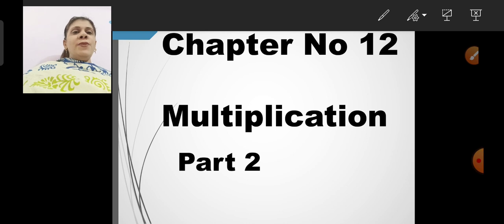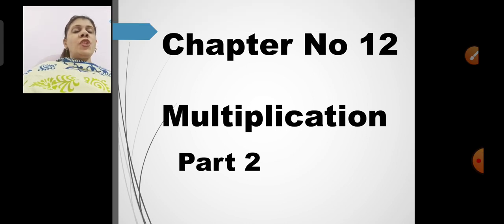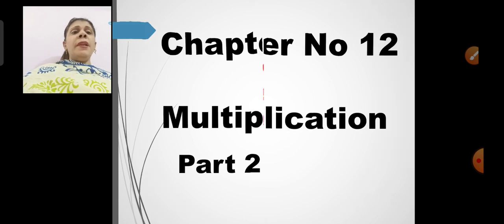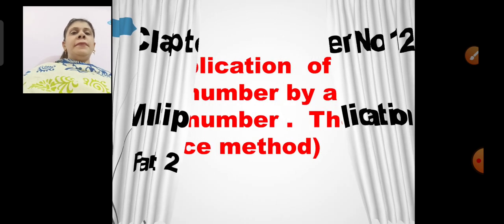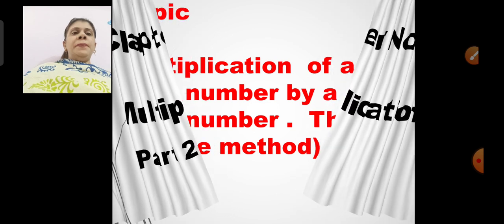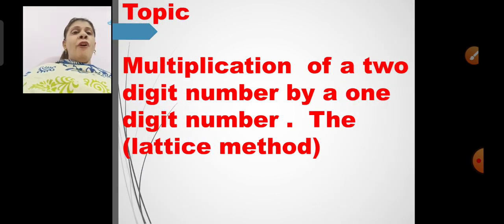Now children, as you know, in our previous session we finished chapter number 12, multiplication part 1, in which we learned multiplying of tens and hundred numbers. Today we will be learning multiplication of a 2-digit number by a 1-digit number, but not in the way we used to multiply.